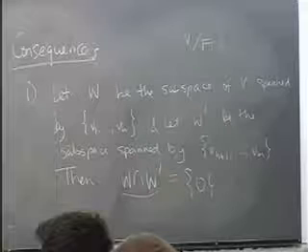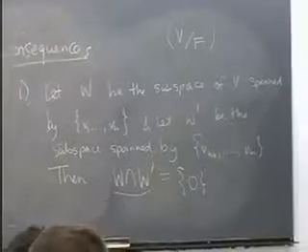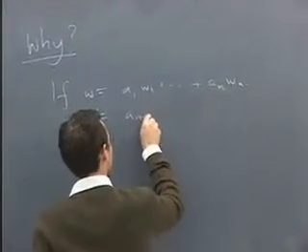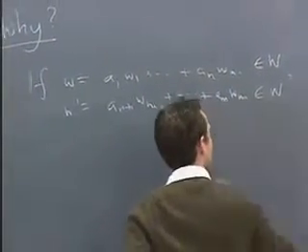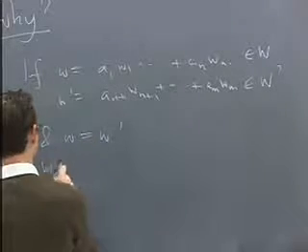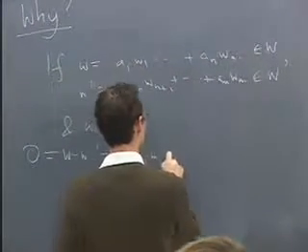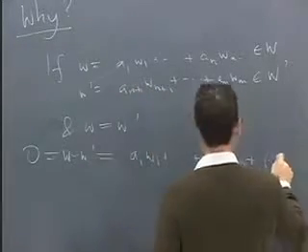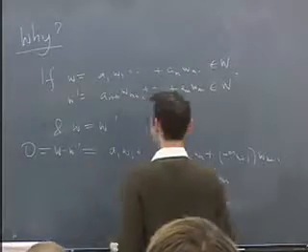Well, why? I mean, suppose I have something which is in W. Well, I can certainly write it by definition of span as a1 v1 up through an vn. And if I have an element of W prime, I can write that as an plus 1 vn plus 1, up to am vm. So these are just general elements of W and W prime. And if these things are equal, well, then I can subtract them. So w minus w prime is 0. But that's a non-trivial linear combination of a1 v1 up through an vn minus an plus 1 vn plus 1 up through am vm. So just negate that. This thing equals 0.